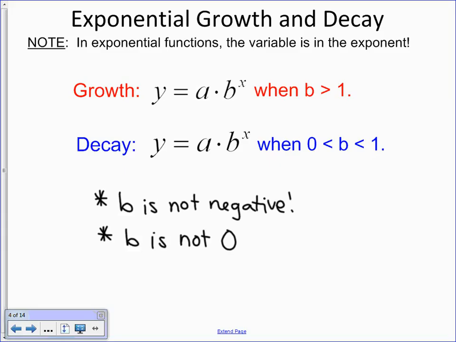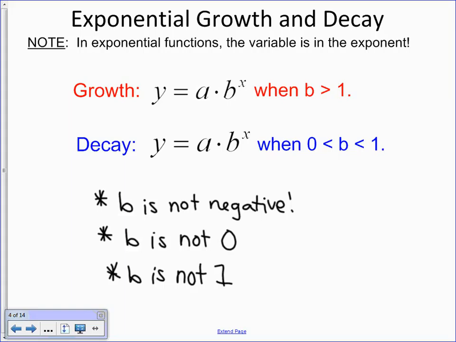What's that? 1. Yeah. Notice that 1 is included in the inequalities. But it has to be greater than 1 or less than 1, which means it's never actually equal to 1. And again, think about what kind of boring function you'd actually have right there. 1 to any exponent is 1. So it would just be 1 times A all the time, and it would always just be y equals A, which is a constant function, which isn't exponential. It's a horizontal line.